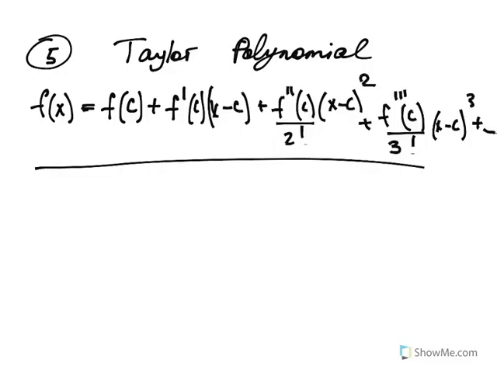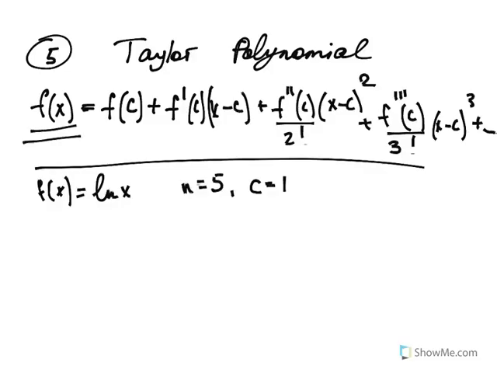So same pattern. So now, in this problem, it says, find the Taylor polynomial of degree n centered at x equals c for each of the following. And let's say we want to work with ln of x, and it says n is 5, and so the exponent, and c is 1. So it's centered at c equals 1. So you're going to use this formula right here to express ln of x.